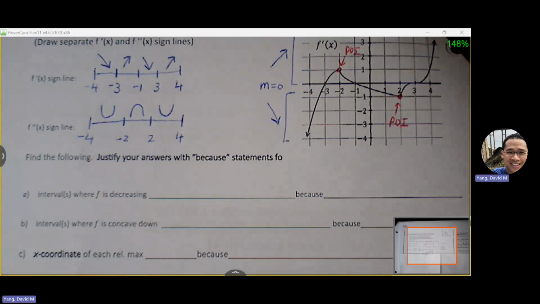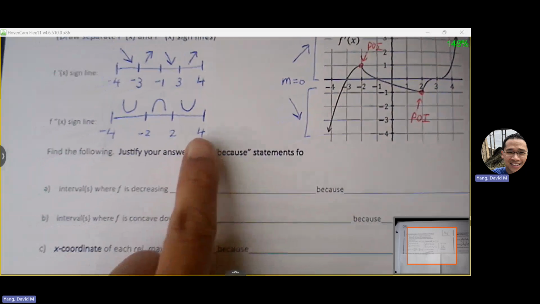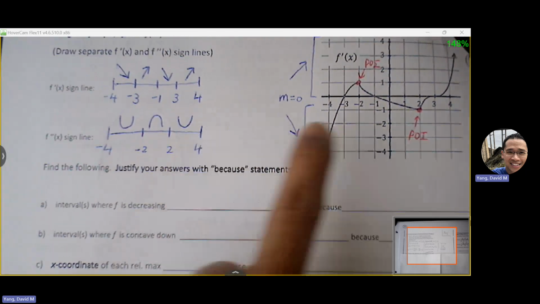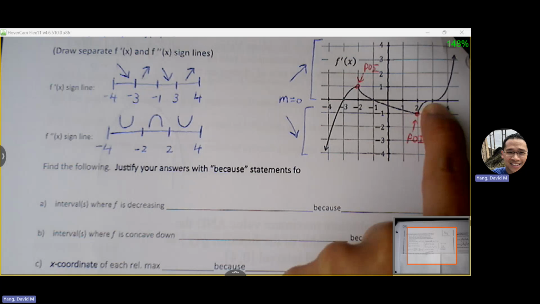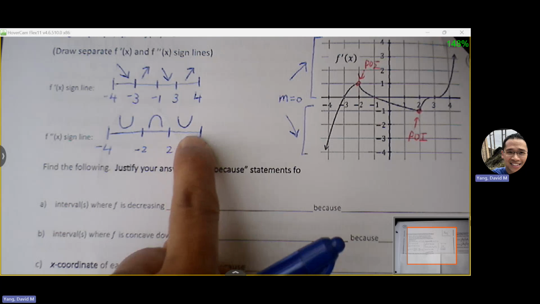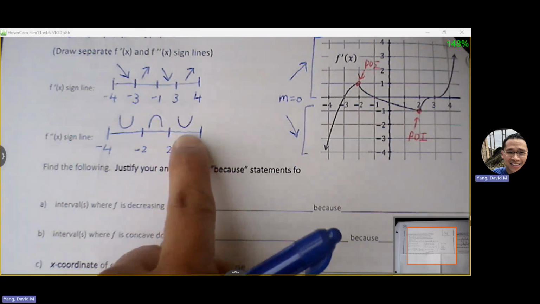Yes, question? That's true. So at 3, there are two things that College Board will accept. Because there is no change in concavity on either side of 3, there's positive slope. We can say that that entire place is concave up.